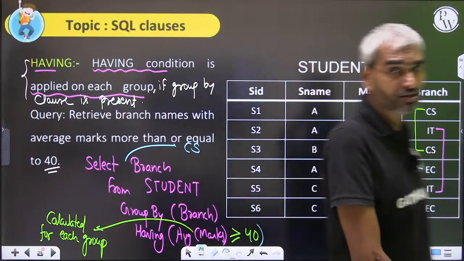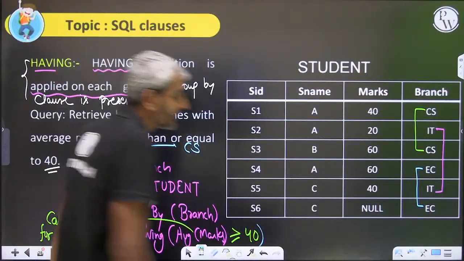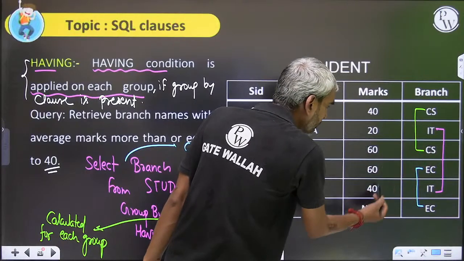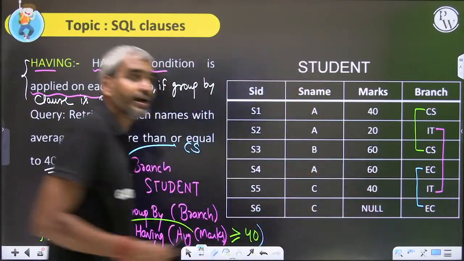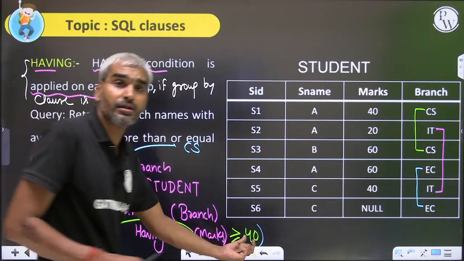Therefore, select clause will select the CS group. Then we'll move to the second group. So second group is IT. IT is 20 plus 40, 60 divided by 2. That is 30. 30 is not greater than or equal to 40.